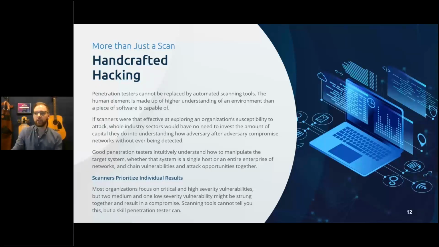Additionally, scanners will rank findings. I'm going to get into this in a little bit because I have a bit of a bone to pick with the way they rank things.